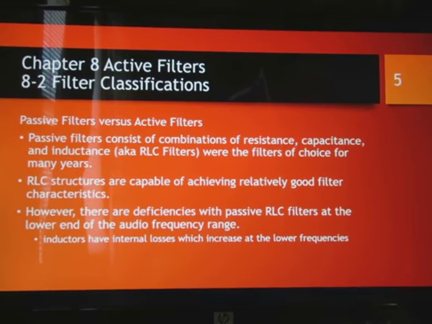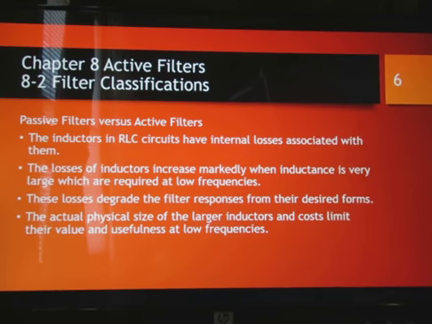Let's first define an active and passive filter. Passive filters, they've been around a long time. Active filters still use some passive components like a capacitor and resistor, and one or more active devices. In our situation, we're going to use op amps. And we also want to be aware of the advantages and disadvantages of both techniques.